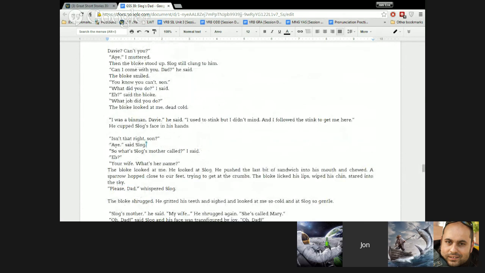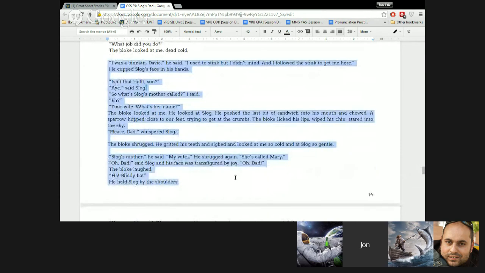You take it to the end of the page, and then Odie will finish the story. "Okay. So I was a bin man, David," he said. "I used to stink, but I didn't mind, and I followed the stink to get me here." He cupped Slog's face in his hands. "Isn't that right, son?" "Aye," says Slog. "So was Slog's mother called," I said. "Aye? Your wife, what's her name?"